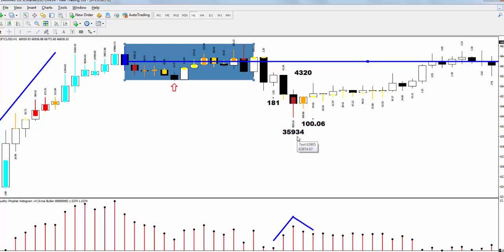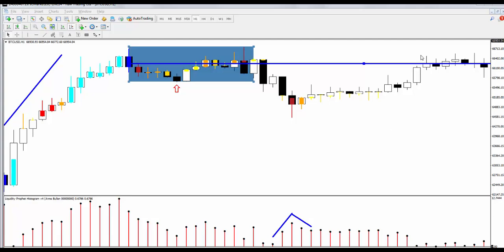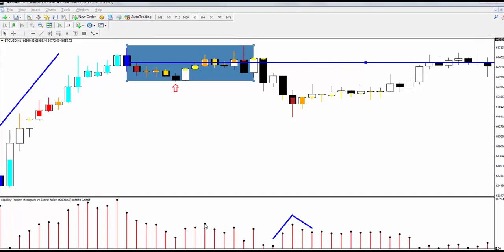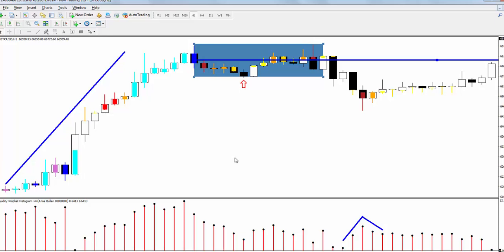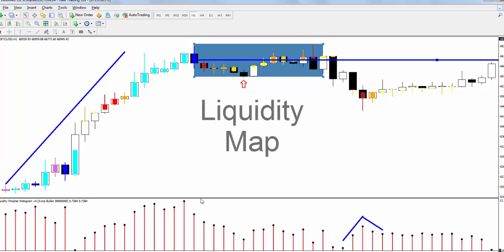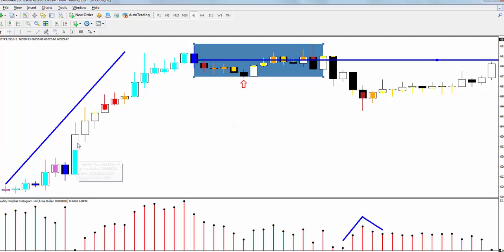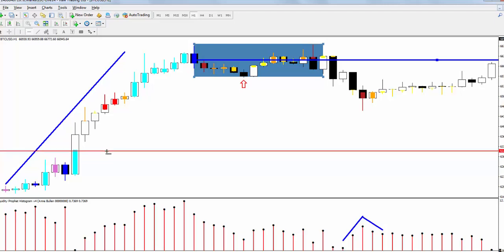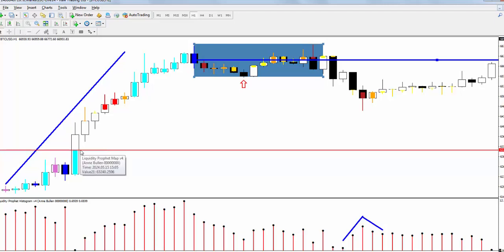indicator I've looked at. Now, the liquidity map and the liquidity histogram are very similar in what they do, but they both can tell you a different story. The liquidity map actually shows you inside the candles where the liquidity is. So you can see in this big candle here, you want to know where the liquidity is, because if Bitcoin comes back down into that area, where might it bounce off? And I can see very obviously that that's the top of liquidity. So I can put a line there.